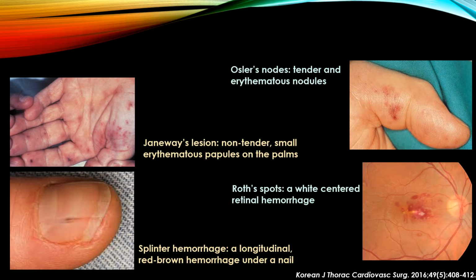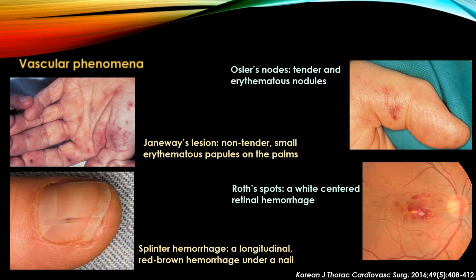There are many skin signs that we can find in endocarditis. These three skin signs and one sign in the eye are classic in infective endocarditis, but they are not as common as we see in real life. The two signs, the Janeway lesion and splinter hemorrhage, we call vascular phenomena. The Janeway lesion is a lesion found on the palms. It is non-tender, small erythematous papules, while splinter hemorrhage is a longitudinal red-brown hemorrhage under a nail.